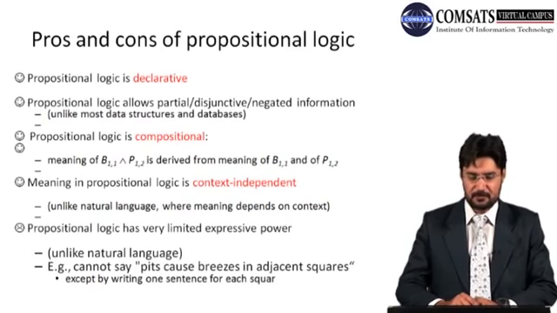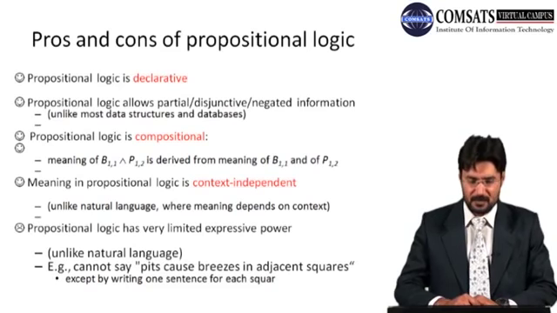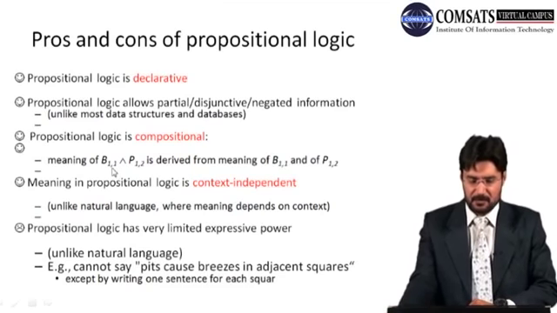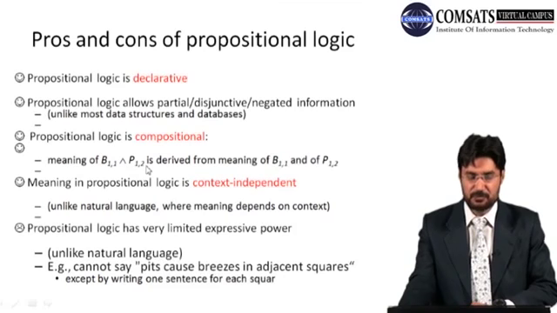Propositional logic is compositional. How is it? We can use combinations of different components, and then we can combine them. So if we take an example, the meaning of B11, if there is a breeze, then if we use an AND operator, we say that P12 is actually there, there is a pit in P12. If we are taking Wumpus world as an example, it is derived from the meaning of B11.